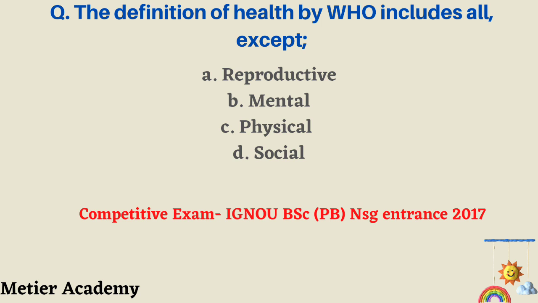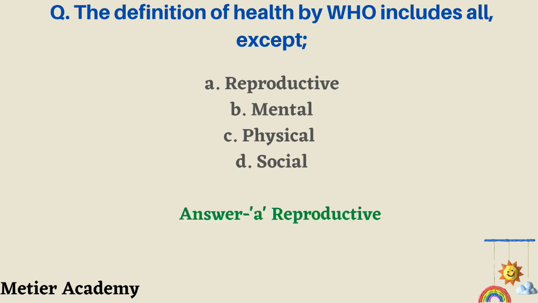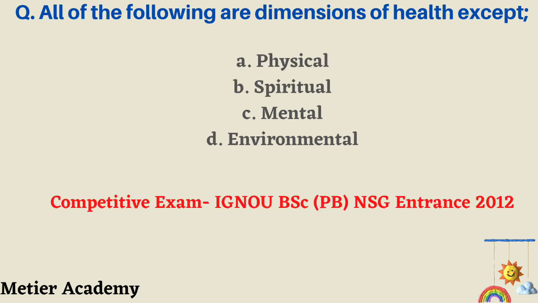The next question is, the definition of health by WHO includes all except. The options are reproductive, mental, physical and social. This question was asked in 2017 IGNOU Post Basic BSc Nursing Entrance Exam. And here the correct answer is option A, that is reproductive. The next question is, all of the following are dimensions of health except. The options are physical, spiritual, mental and environment. This question was also asked in IGNOU Post Basic BSc Nursing Entrance Exam 2012. And here the correct answer is option D, environment.